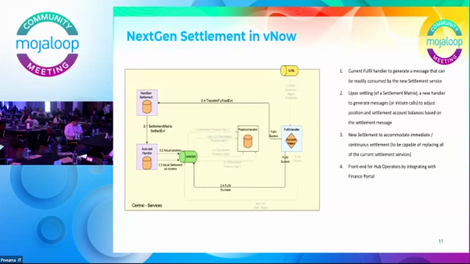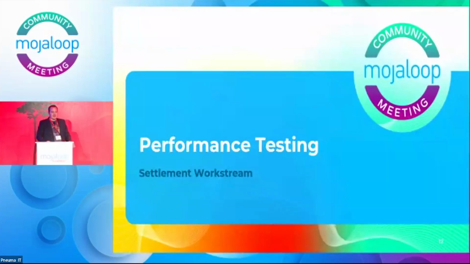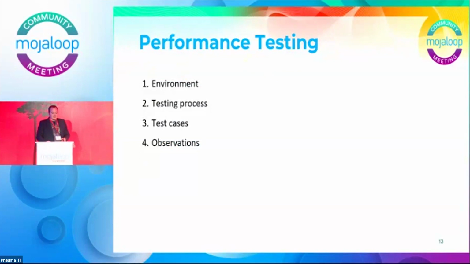That was great. So there was a very big effort in this last PI to put on the integration work, but also on performance testing. We believe that the settlements was mature enough so that we can put on some real stress testing and see what we can get out of it. So for that, we're going to look at 4 areas today: the environment that we tested against, the process of testing, the actual test cases, and then the observations.